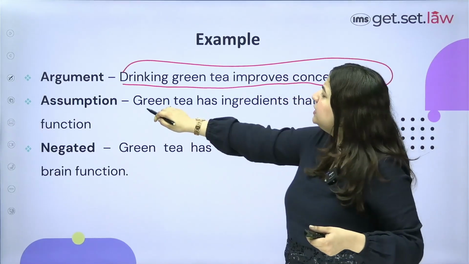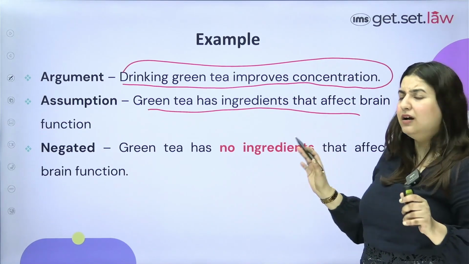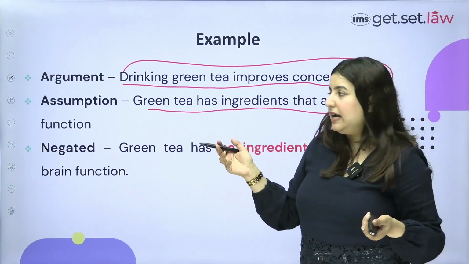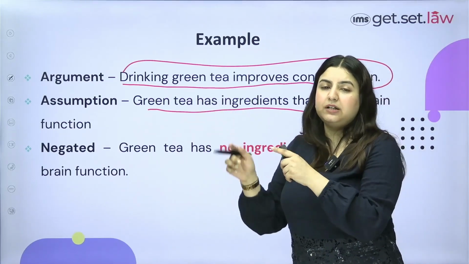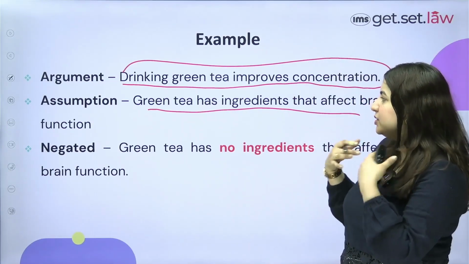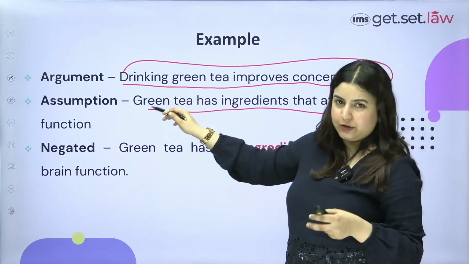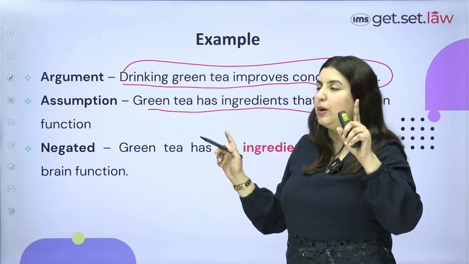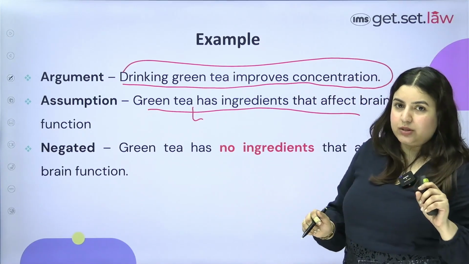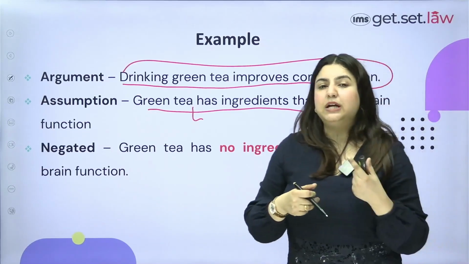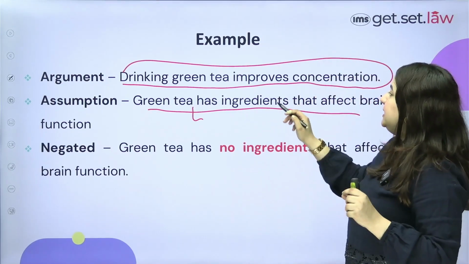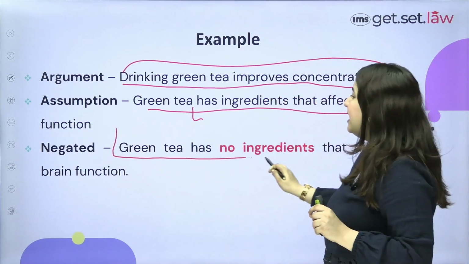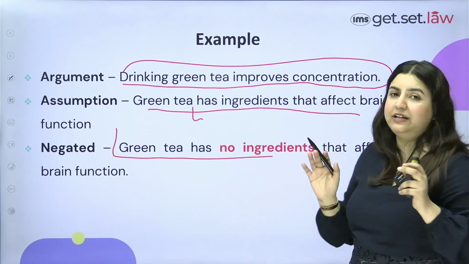So quite clearly, this seems to be an apt assumption here, that green tea has ingredients that affect brain function, right? Now listen, let's attempt the assumption negation technique here. Let's just assume that we are lay persons and we're not really sure of this option being the correct assumption. So we are going to resort to the assumption negation technique. Step number 1, this is my assumption that's disputed. I'm going to negate it, which means I'm going to make it logically opposite. Green tea has ingredients that affect brain function. So after negation, this is what we have: green tea has no ingredients that affect brain function.